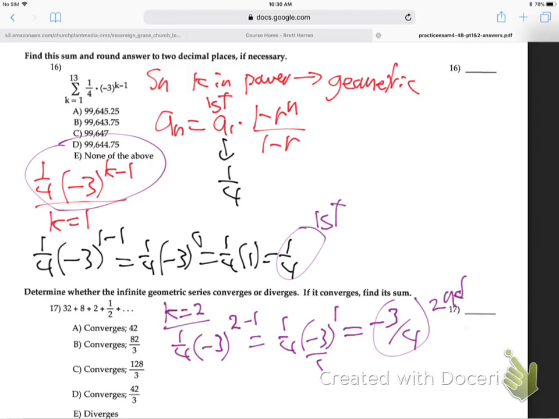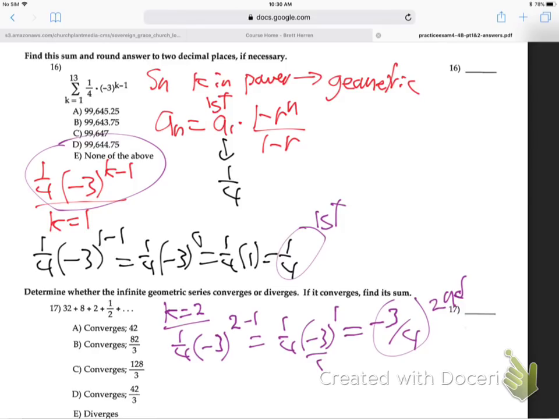So what's happening from term to term? What do you have to do to 1 fourth to make it negative 3 fourths? Remember, we're talking geometric now, not add and subtract. You multiply it by negative 3, right?